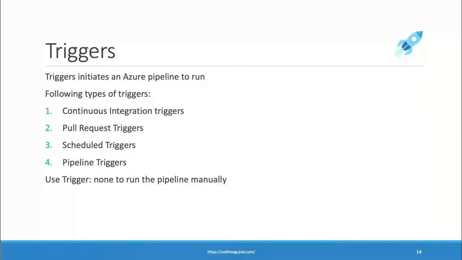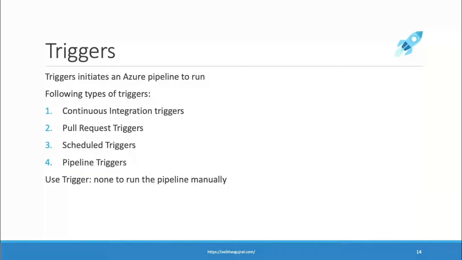Then the pull request trigger is triggered when there is a pull request being approved. We can also schedule an Azure pipeline to run at regular intervals using schedule triggers. Lastly, we can also trigger a pipeline based on the completed run of another pipeline. We will talk about each of these trigger types in the next few slides. In case we don't want the pipeline to be triggered by any of these triggers, and we want to manually trigger the pipeline as and when we need, we can set the trigger to none.